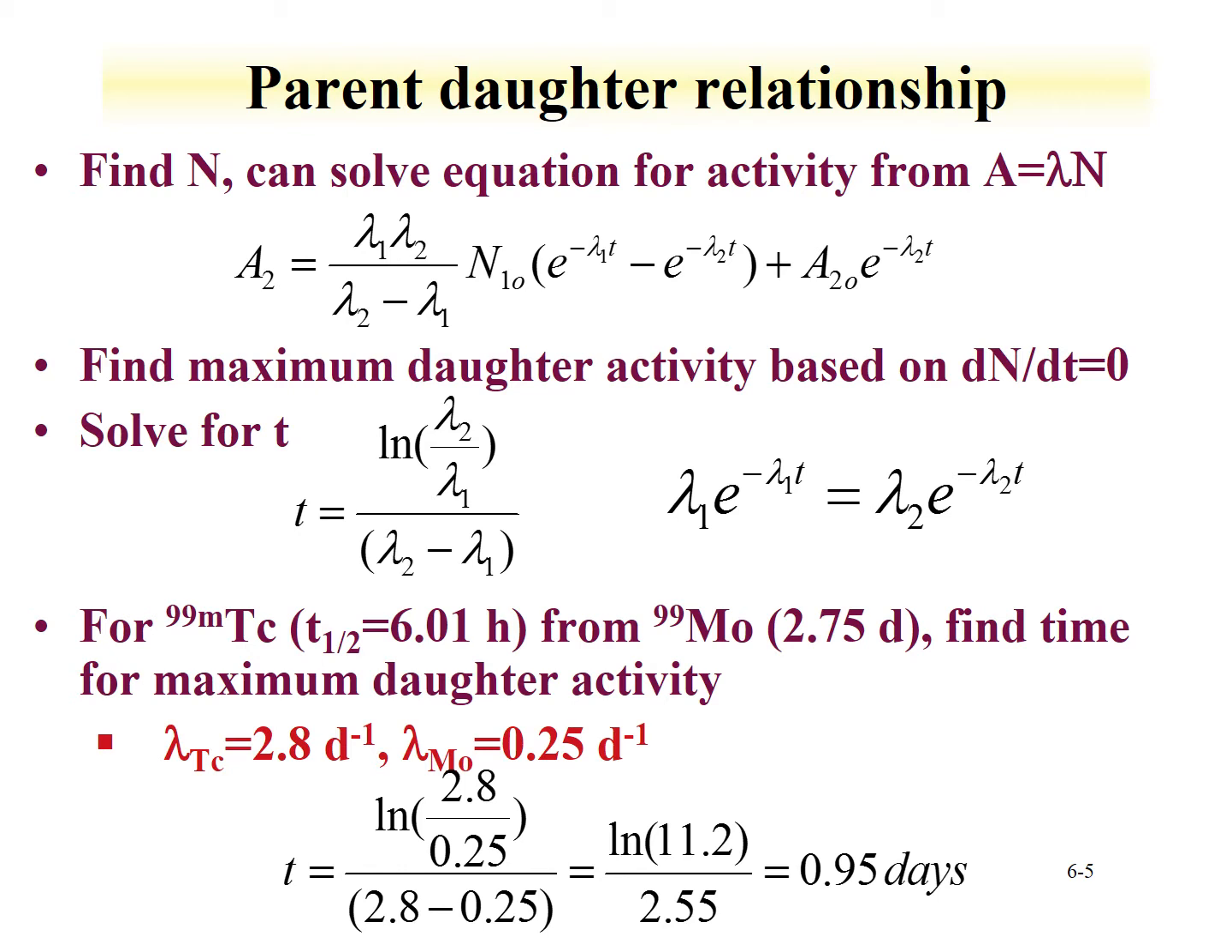So let's solve this equation for t. We get the natural log of the ratio of the daughter and parent decay constants divided by the difference between the daughter and parent decay constants.